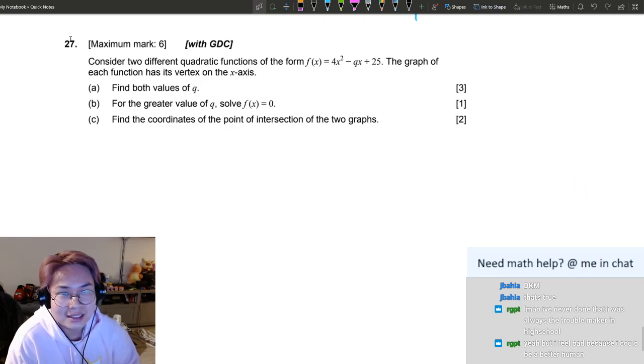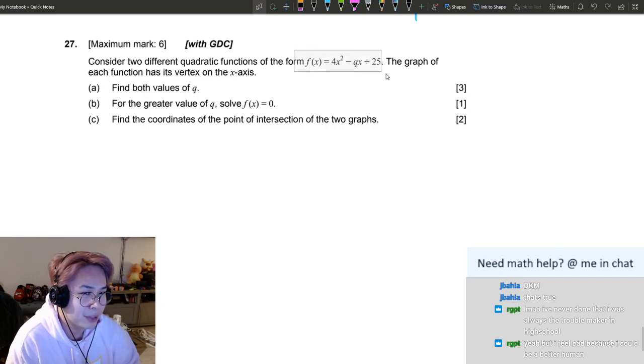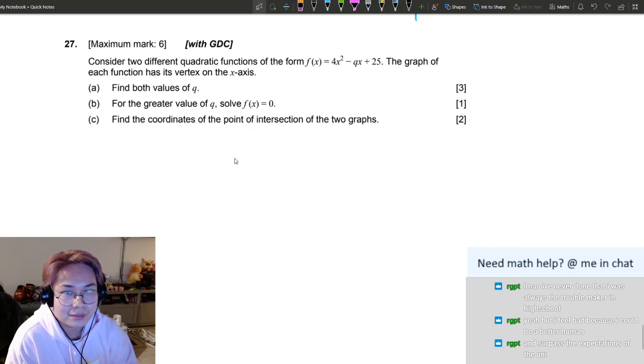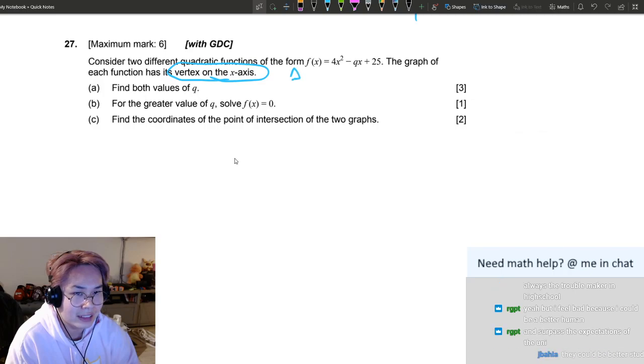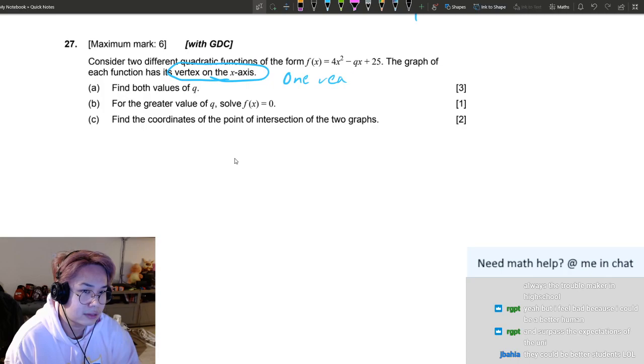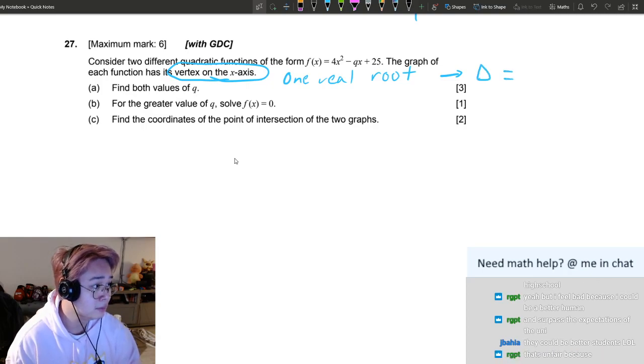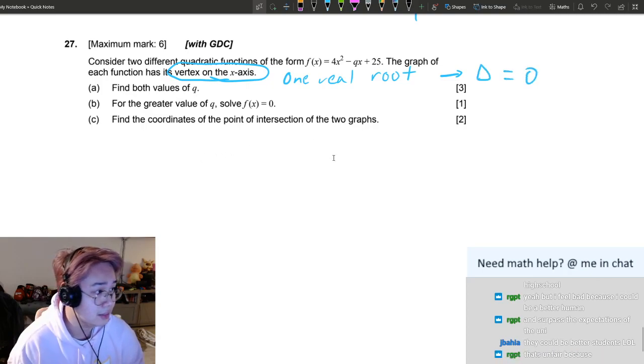Okay, let's see this. Consider two different quadratic functions. They both have this form, and then there's going to be two different q's. The graph of each function has the vertex on the x-axis. Find both values of q. So, having the vertex on the x-axis, again, is a very, very fancy way of saying one real root. So again, this is another discriminant question. And I need to find out where this is equal to 0.